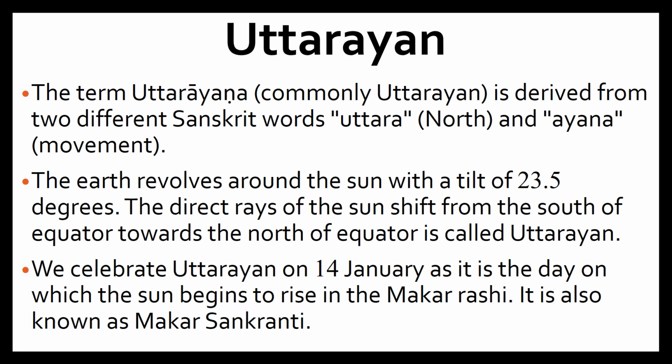Students, the term Uttarayan is derived from two different Sanskrit words. Uttara means north, Ayan means movement. The earth revolves around the sun with a tilt of 23.5 degrees, right? The movement of the direct rays of the sun from the south of the equator towards the north of the equator is called Uttarayan.